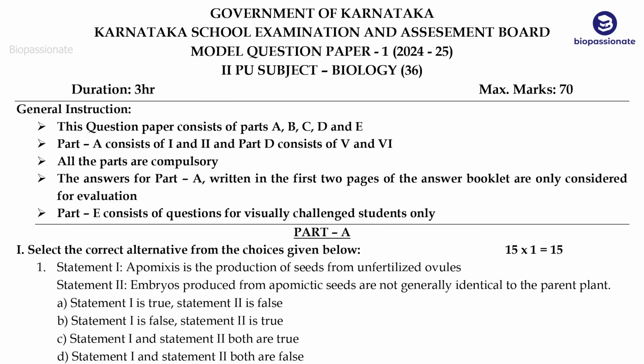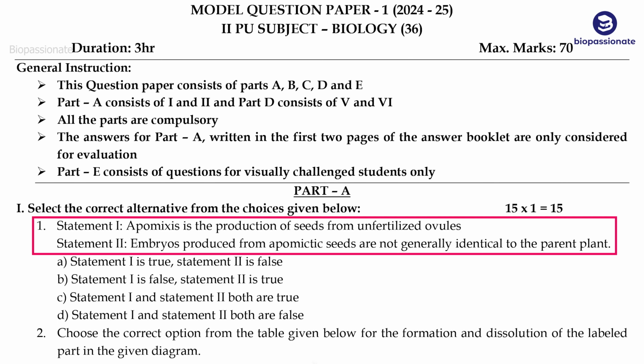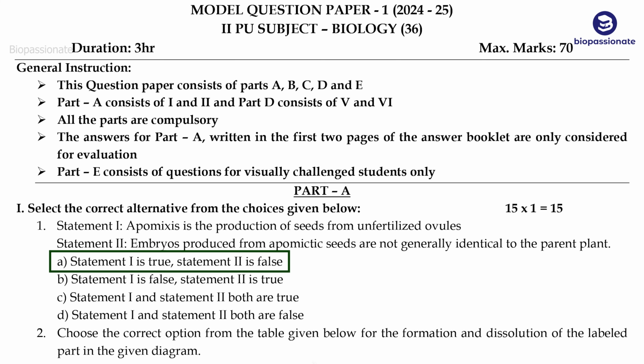Question number 1. Statement I: apomixis is the production of seeds from unfertilized ovules. Statement 2: embryos produced from apomictic seeds are not generally identical to the parent plant. The answer is option A, statement I is true, statement 2 is false.